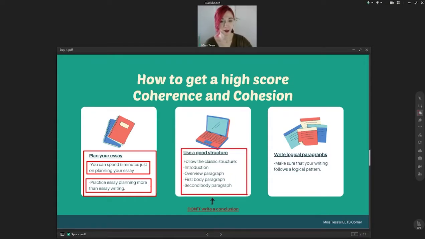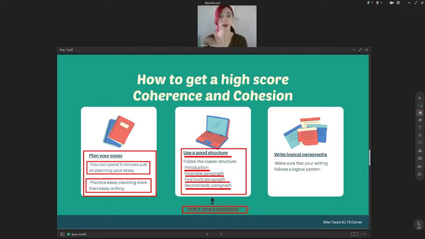Now, the next part, while we're at structure, use a good structure. Now, there are many types of structures for the task 1 essay. On the internet, you'll find a lot of different ones. But I like to use one very simple structure, and it works for all essays or all topics and tasks in task 1. So basically the structure is introduction, then we do overview paragraph, first body paragraph, and second body paragraph.